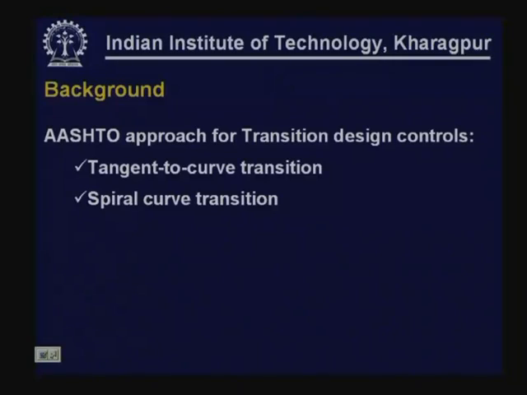In lesson 11, we discussed the AASHTO approach for transition design control, considering both tangent to curve transition, that means without any transition curve in between, and spiral curve transition, that is a spiral curve in between the tangent and the circular curve.